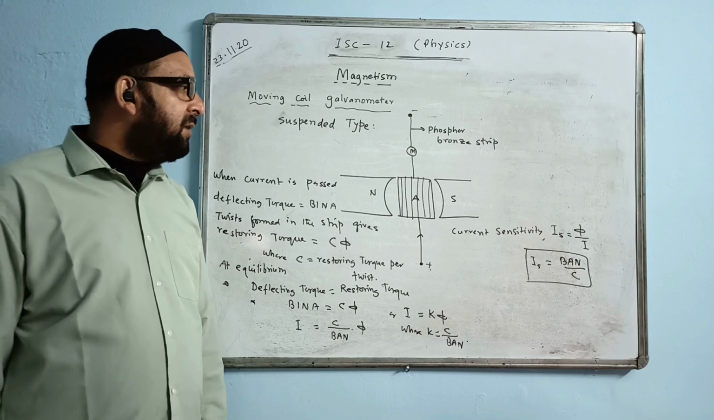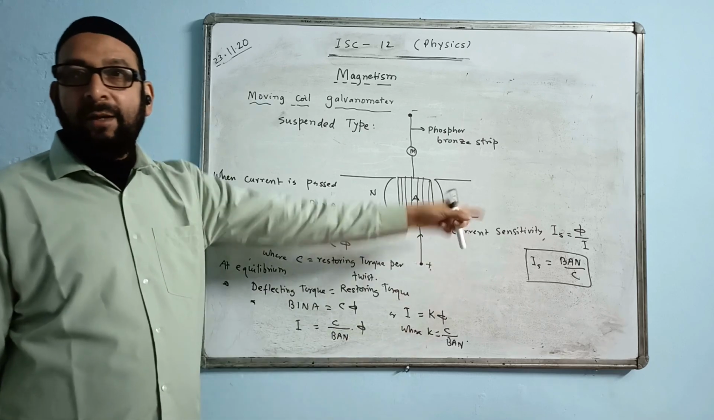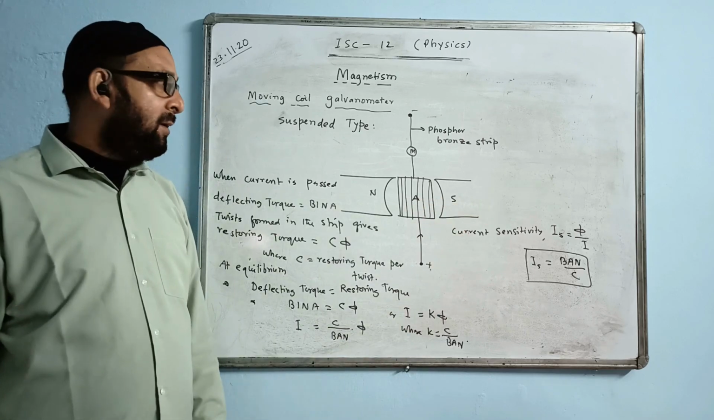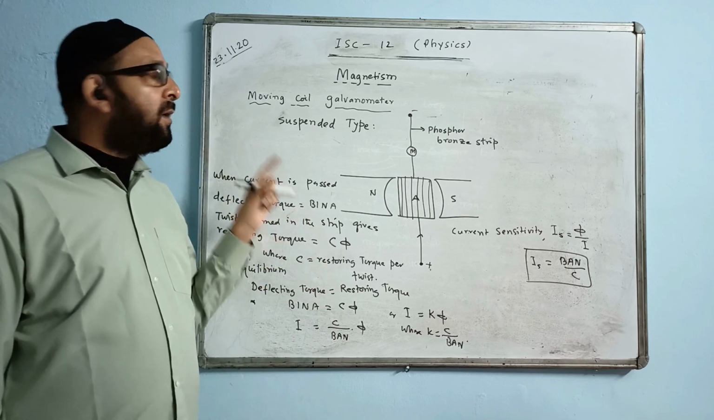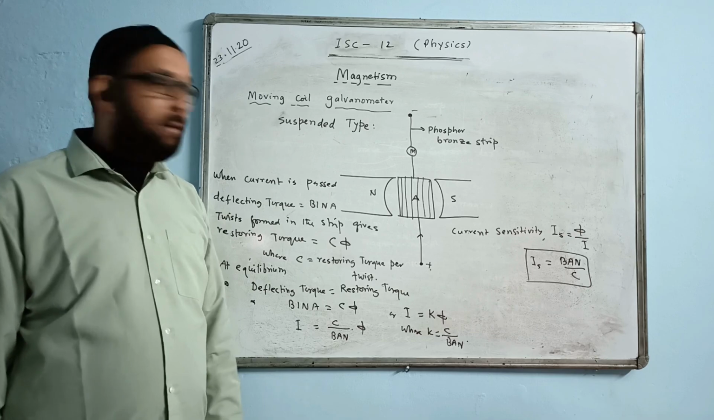So the current sensitivity formula is BAN upon C. So this much is the theory part from this topic, this chapter.